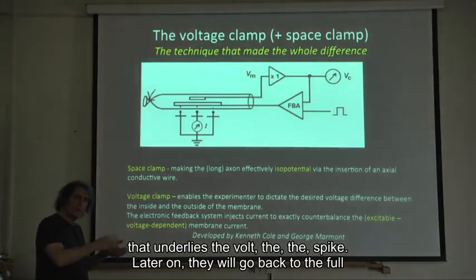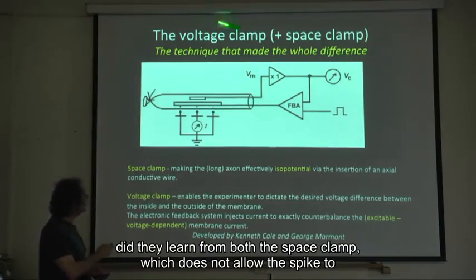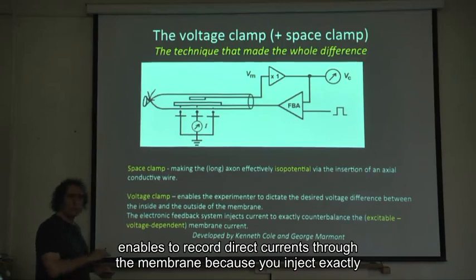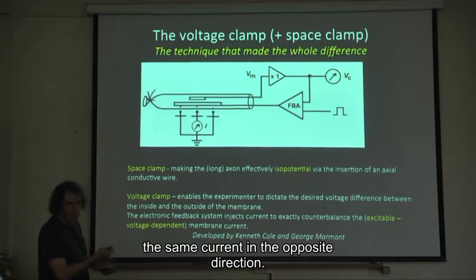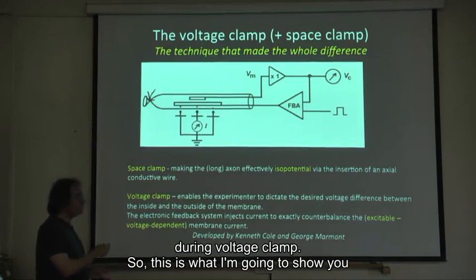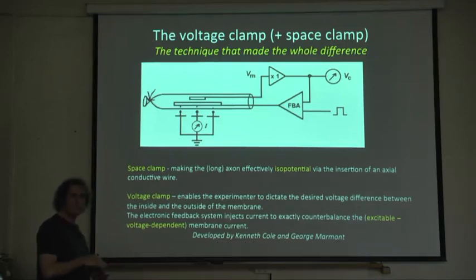Later on, they will go back to the full spike. But now we are trying to understand what they learned from both the space clamp, which does not allow the spike to propagate, but mostly from the voltage clamp, which enables recording direct currents through the membrane because you inject exactly the same current in the opposite direction. So you can really measure what the currents are that flow through the membrane during voltage clamp. So this is what I'm going to show you next: the current that flows through the membrane for a given voltage clamp. So let's look at it.